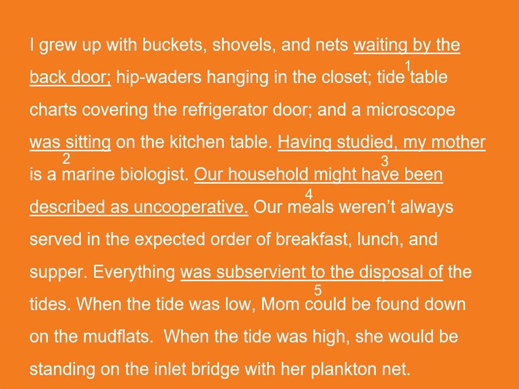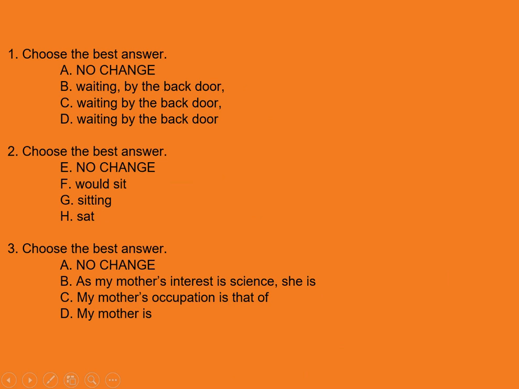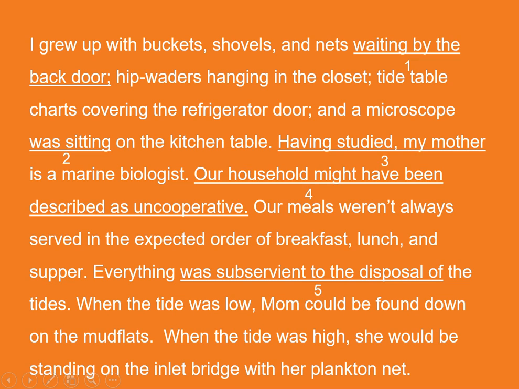So a lot of times the ACT is going to test your ability to figure out what kind of verbs are being used, and I want you to notice the difference here. So we've got waiting by the back door, hanging in the closet, covering the refrigerator door, was sitting on the kitchen table. So do you notice here that change? Waiting, hanging, covering, was sitting. You want to make this here, this number 2, line up with the other verbs in that clause. How do we do that? Would sit? No. Sitting? Maybe. Sat? No. So we see that we're going to pick G here for sitting because it lines up with the other verbs in the sentence.